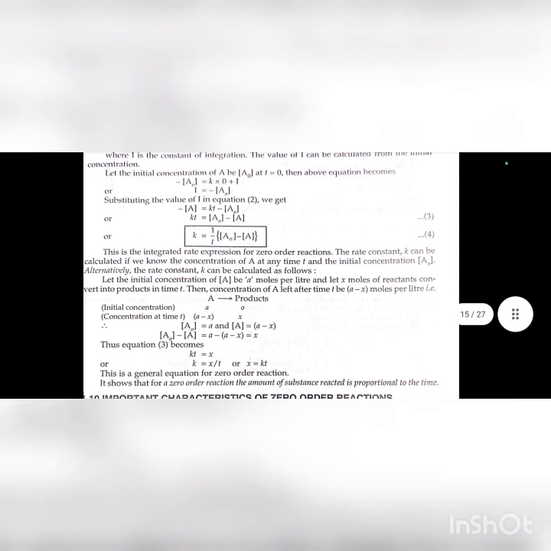Let the initial concentration of A be A naught at time T equals 0. Then the value of I is equal to minus A naught. Now we will substitute the value of I in equation 1 and we will get K is equal to 1 by T into initial concentration A naught minus final concentration A. This is the integrated rate expression for a zero order reaction.